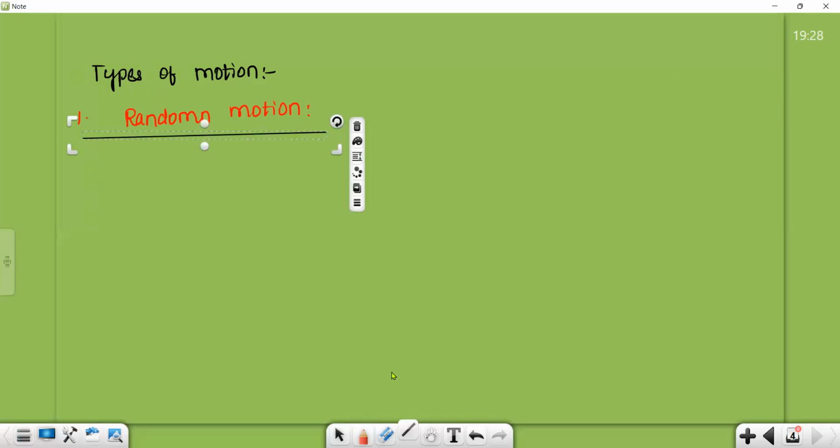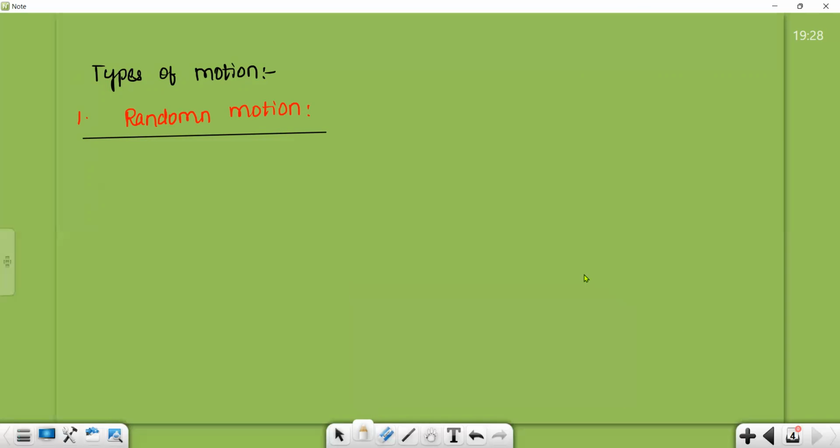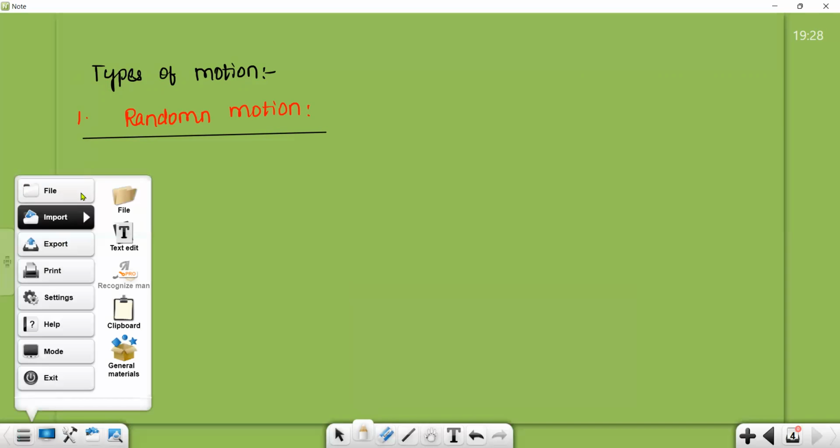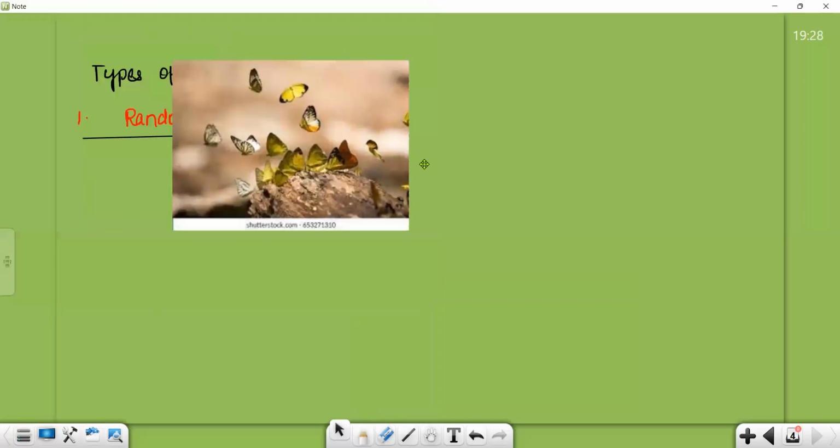Ma'am, this random motion. Random means moving randomly, like there is no particular path of movement. So let me show you an example for random motion. How butterflies fly, students. Yes, ma'am. There won't be any particular path, right?